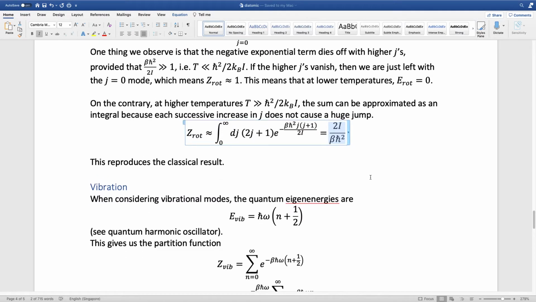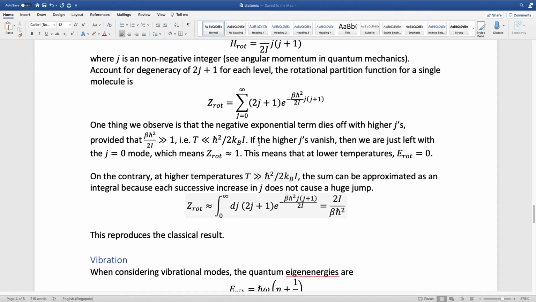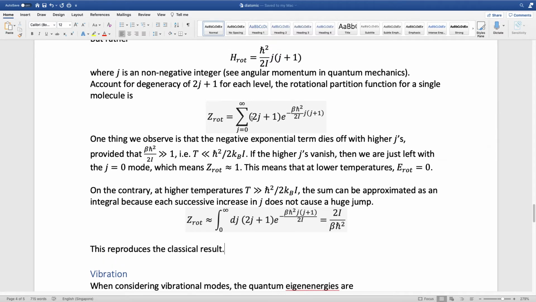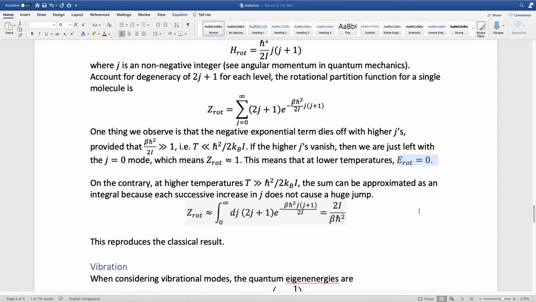So in essence, why do the rotational modes get frozen at lower temperatures? It is because your microstates have now been quantized, since you need to account for quantum mechanics, and as a result your partition function is affected. At low temperatures, your partition function is approximately equal to 1, and so there's no contribution to the average energy.